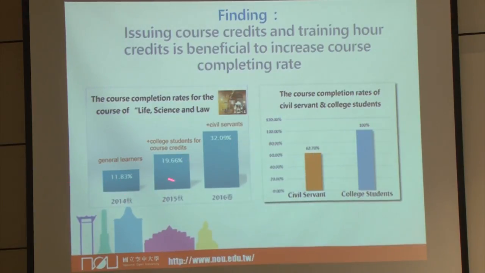The second time incorporated college students for course credit, and the completion rate was almost 20%. The third time we invited civil servants to join, and the completion rate was 32%. So we can see that the completion rate is higher for this kind of student. They are goal-oriented learners.